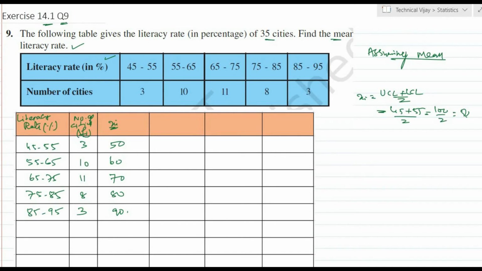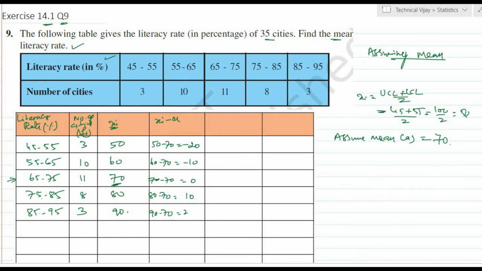And here in the assumed mean method, we assume a mean, that is a is equal to, here 1, 2, 3, 4, 5. In the third group we will take the assumed mean, that we will assume as a equal to 70. Xi minus a, that is 50 minus 70 equal to minus 20. 60 minus 70 equal to minus 10. 70 minus 70 equal to 0. 80 minus 70 equal to 10. 90 minus 70 equal to 20.